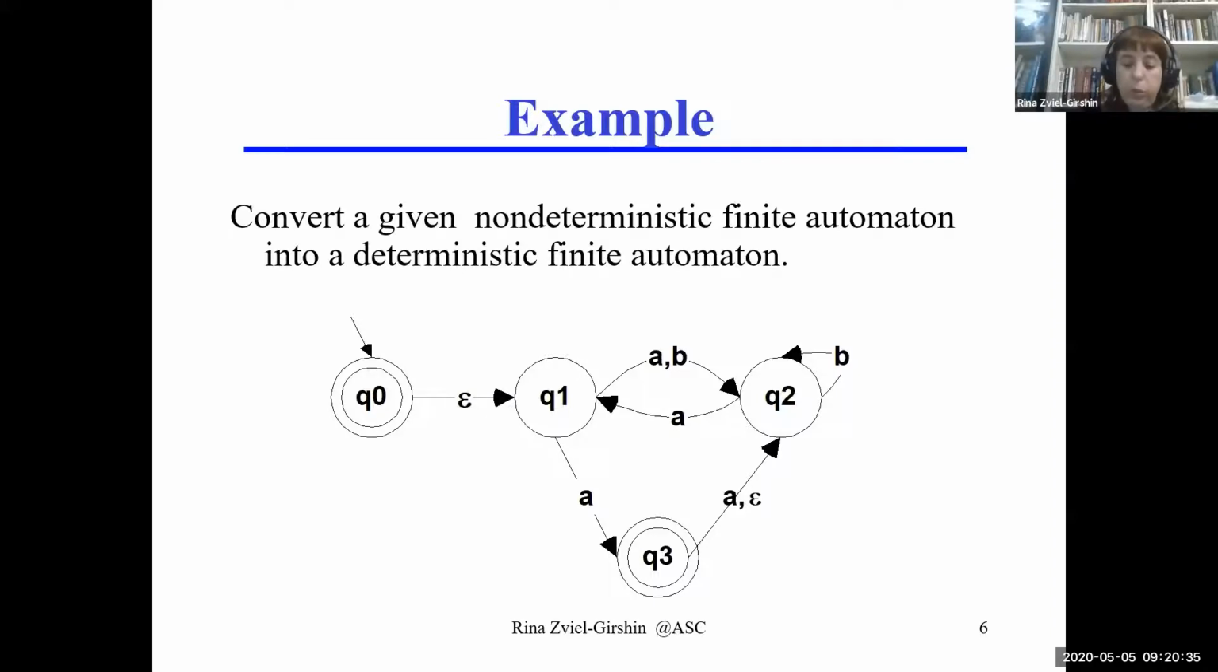Epsilon is not an input letter, it's an empty word. So once again, we are currently solving the question, giving the new start state, initial state Q0, Q1. Where do we move with A and where do we move with B?